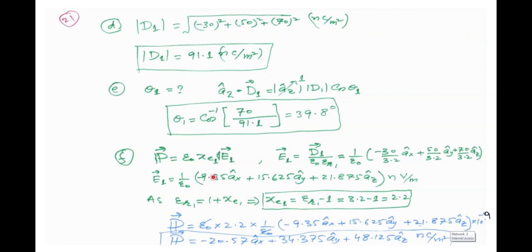So plug in all this information and this expression. Finally we came across this vector. This vector represents the polarization vector of the given D1 field in material 1: minus 20.57 AX unit vector plus 34.375 AY unit vector plus 48.125 AZ unit vector nanocoulomb per square meter. And that is the end of the lecture.